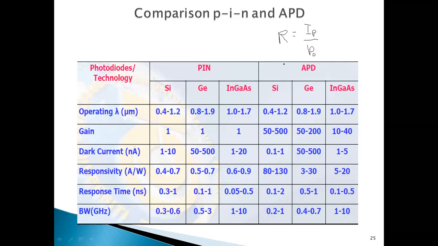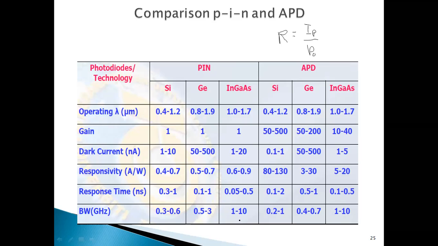So we know that for the case of APD, the responsivity will be very high because of the effect of the avalanche process, or the impact ionization process. As such, the value of responsivity for the APD will be very high as compared to the PIN photodiode. The response time is somehow similar, about similar for both cases of PIN and APD.